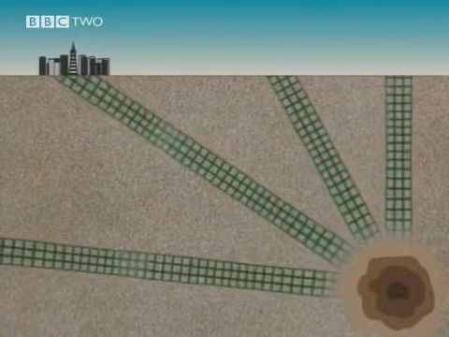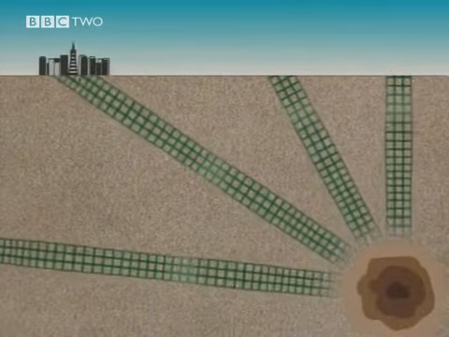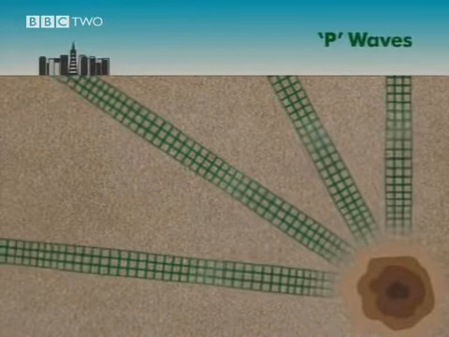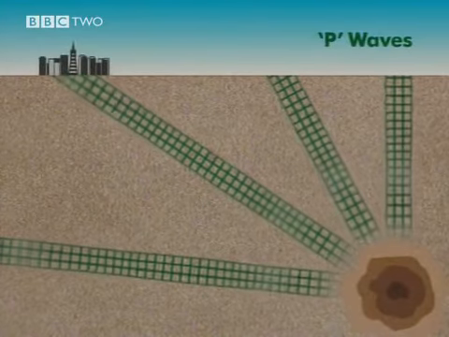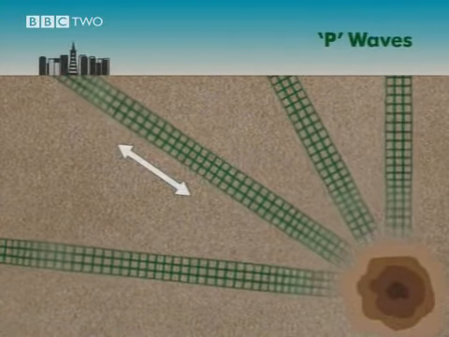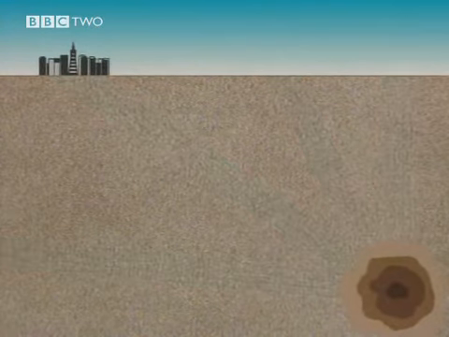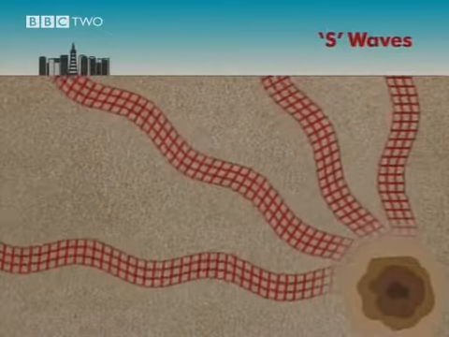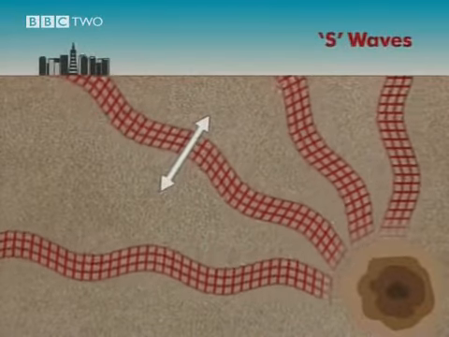Seismic waves are vibrations in the underground rock. Primary or P waves are longitudinal. As they travel out from the earthquake focus, each segment of rock vibrates parallel to the direction of motion of the waves. Secondary or S waves are transverse. The segments of rock vibrate at right angles to the direction of motion.